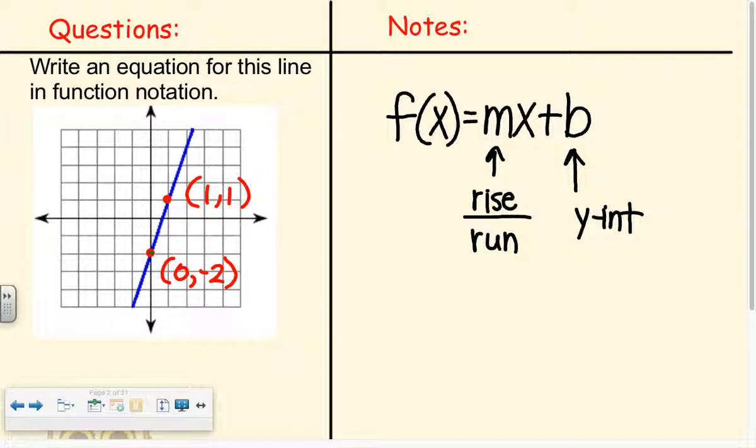I always like to start at the coordinate point that's furthest to the left, so that would be this one right here. You can start at either one as long as you're rising and then running. I'm going to count how many I rise: 1, 2, 3, running 1. So my slope, my m, is 3 over 1, which is 3. I'm going to replace m in my equation with a 3.